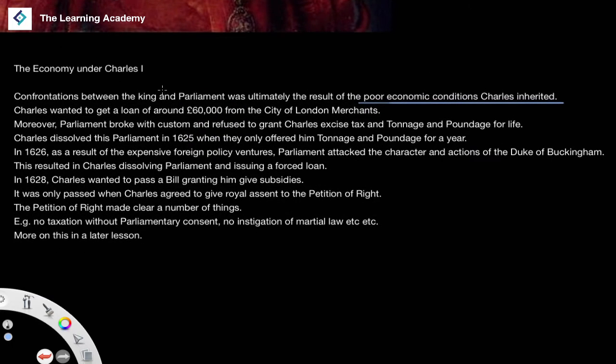This was something that James had inherited and ultimately made worse. So Charles wanted to get a loan of around 60,000 from the City of London merchants. This is one of the things that took place, and when we see this taking place, it gives us an insight into the kind of relationship that Charles had with Parliament, because Parliament then broke the custom and refused to grant Charles this tax and also tonnage and poundage for life.